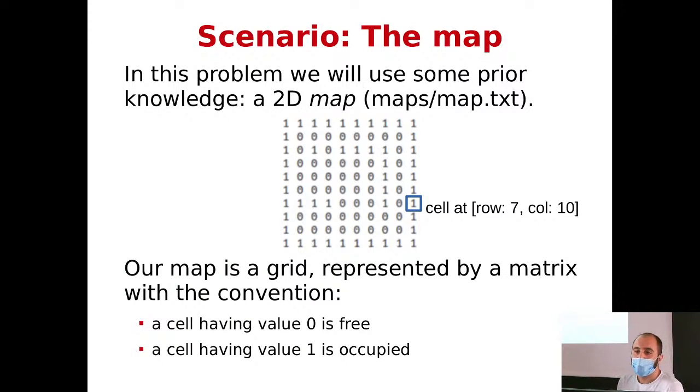So, as I said, the map is a grid, and we use this convention: if the value in the grid is 0, then the cell is free, so the robot can move inside those cells. If the cell is 1, we have an obstacle, so eventually the robot will crash against it, and it cannot move over it, of course.